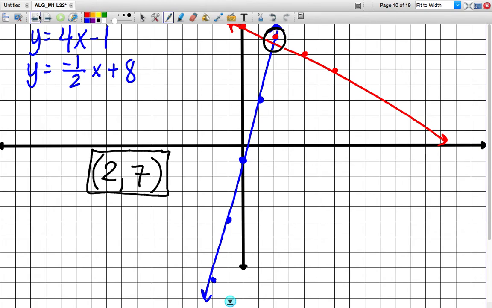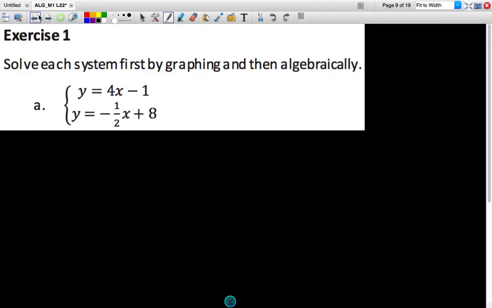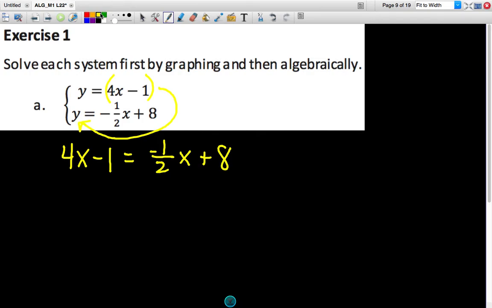So now let's see if we can get that algebraically. So remember, in order to solve via substitution, one of them has to first be solved for a variable, and in this case it is. We get a y value. So if I substitute this in where the y is, it is out front. So I've got 4x minus 1 equals -1/2 x plus 8. Because it is y equals y, essentially here.